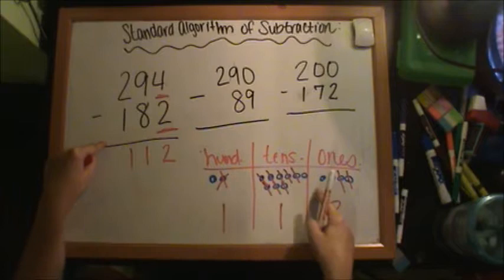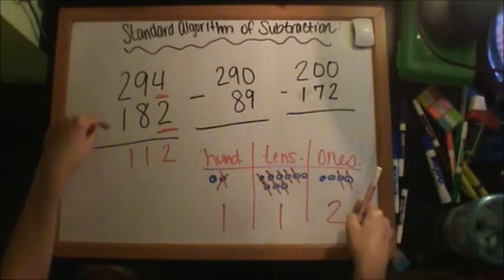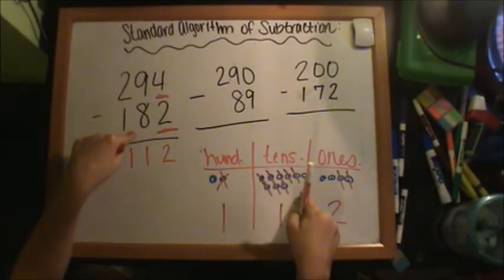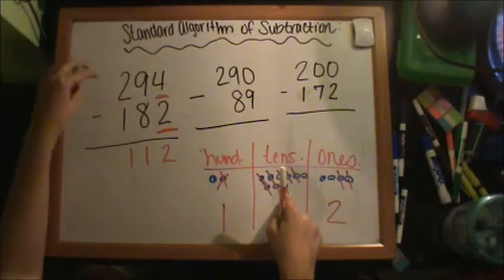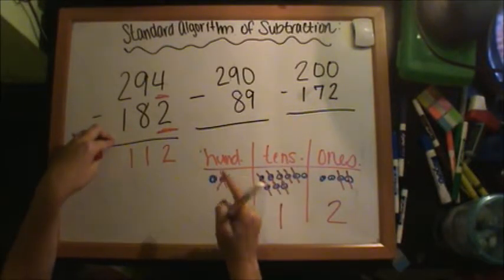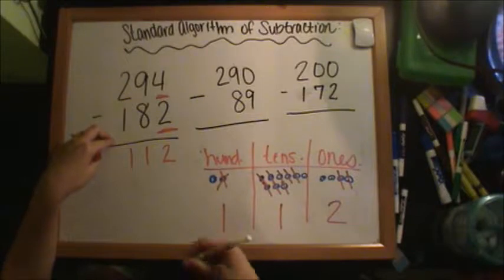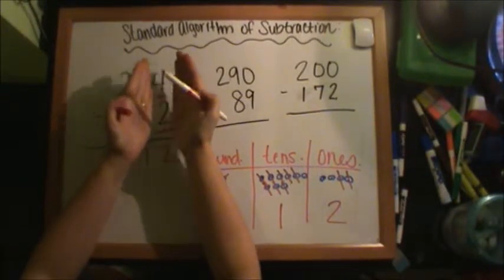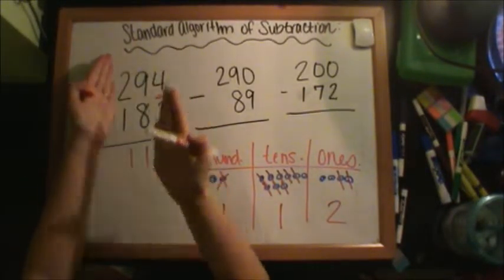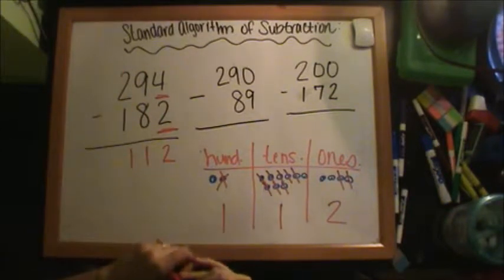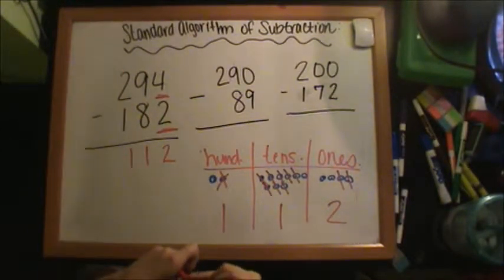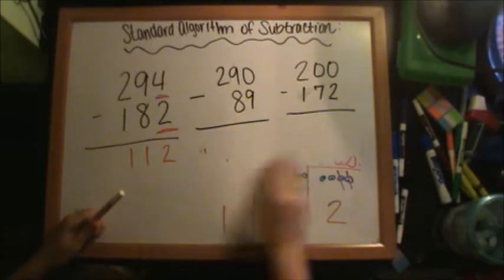4 minus 2, I had 4 ones and I subtracted 2 ones. 9 minus 8, I had 9 tens, I subtracted 8 tens. 2 minus 1, I had 2 hundreds, I subtracted 100. So relying heavily on place value, this is the ones, this is tens, this is the hundreds, and you subtract going straight down.